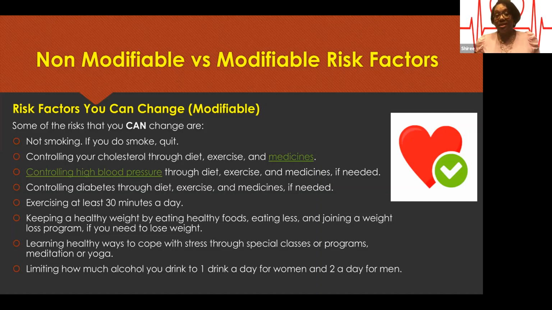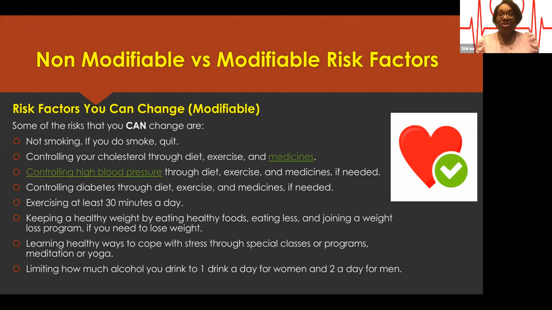Another biggie is if you do have hypertension, controlling high blood pressure. There are an enormous number of individuals who have high blood pressure and are on blood pressure medication, and their blood pressure is still not controlled. So I would encourage you, if you don't have a blood pressure machine, to get one, because the only way you'll know whether or not your blood pressure is controlled is to monitor and track it and take it every day.